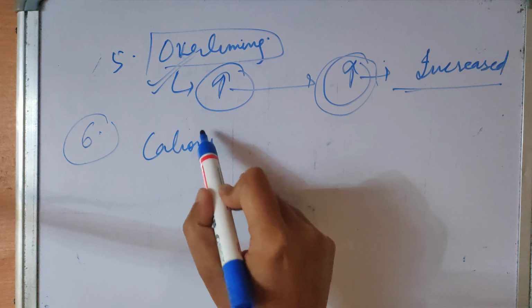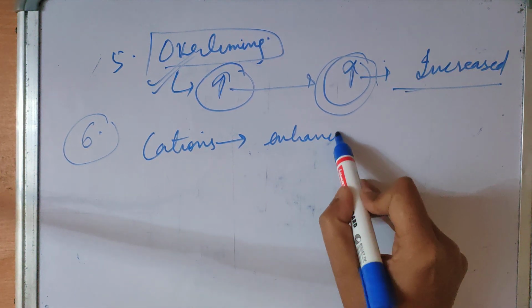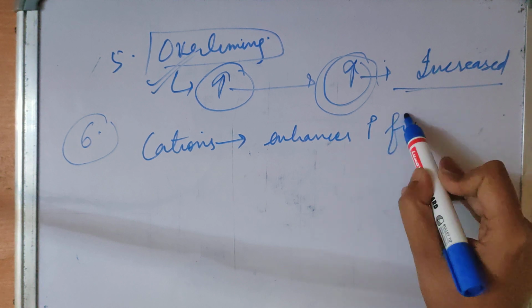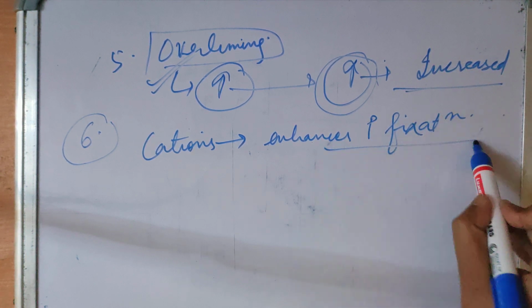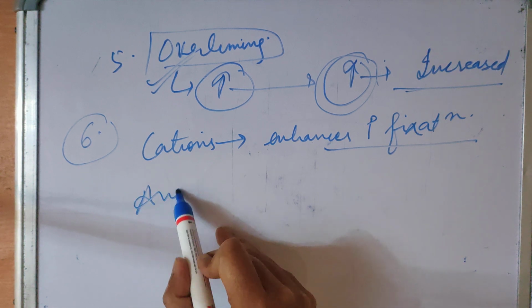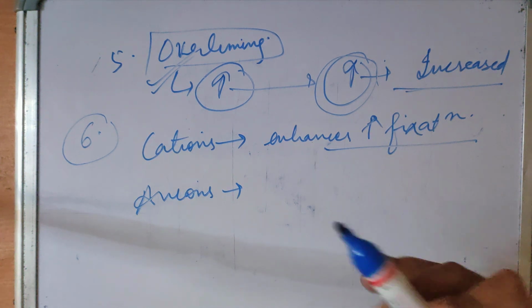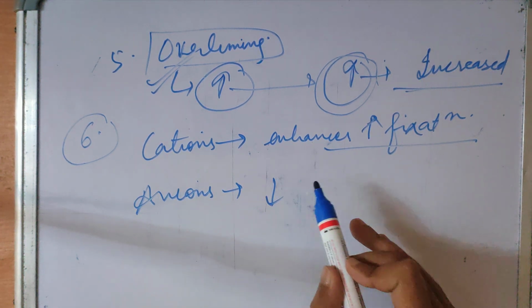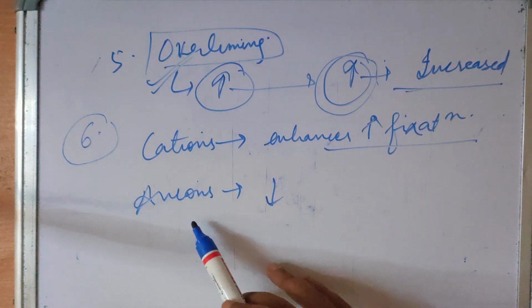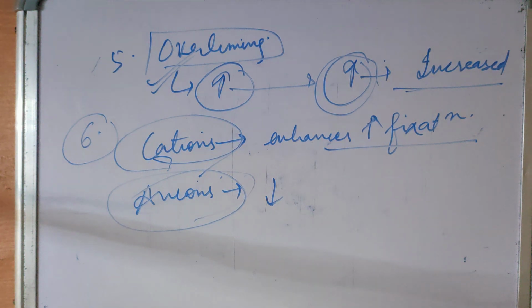Use of ions also: you can see cations always enhance phosphorus fixation. In the previous points we discussed aluminum cations, that they are very good for phosphorus fixation. Anions do just the opposite of cations. Cations enhance, so anions will always reduce, because anions will not give you as much space as the cations give for the fixation.